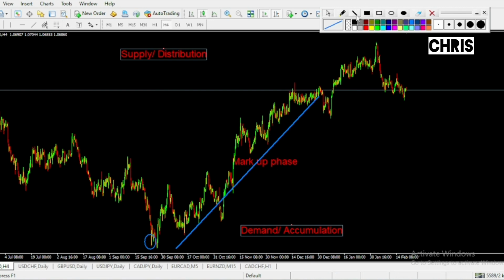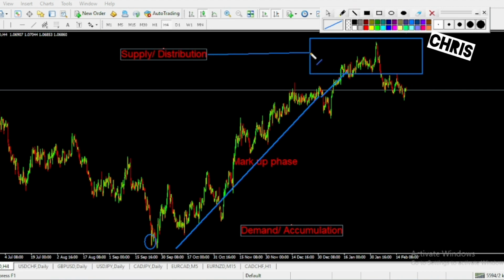Then we go to the point of high distribution. You can see the point of high distribution. This is now the point of high distribution. You can see now we can link this with this. At this point we are expecting the market to correct or start moving down.